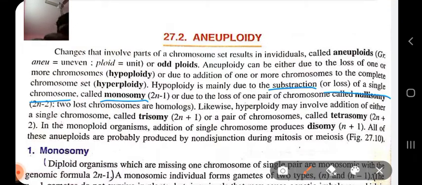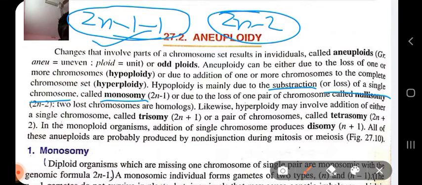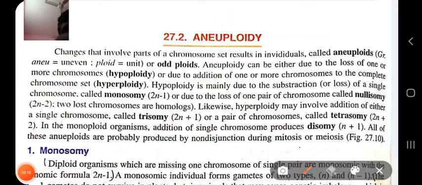Sometimes double monosomy can also occur, where from the diploid set of chromosomes, two chromosomes from non-homologous regions have been lost. Sometimes a whole chromosome pair may be lost from the set of chromosomes, that is called nullisomy, that is 2n minus 2. So here it is written that loss of one pair of chromosomes is called nullisomy.